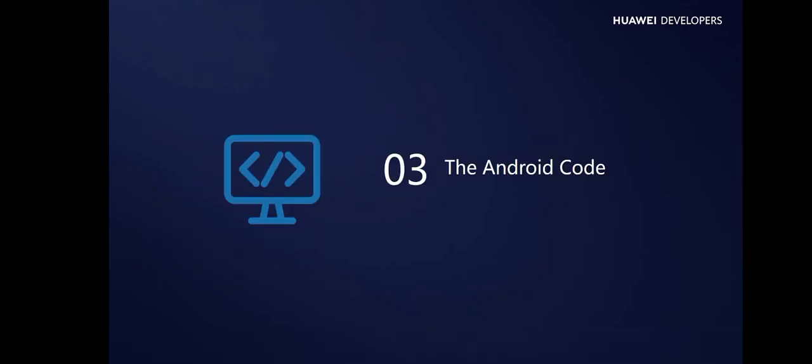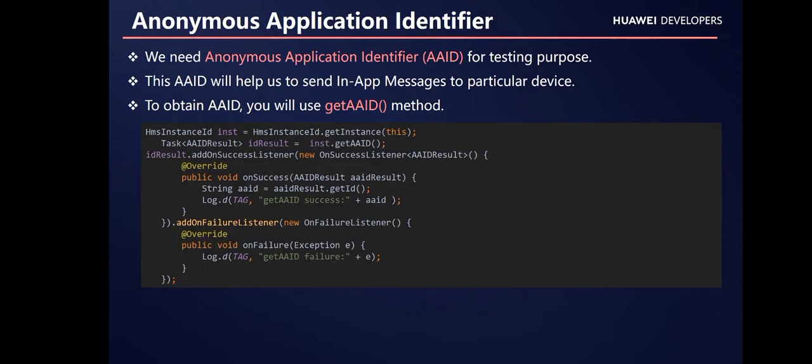Let's see the Android code. Anonymous Application Identifier, AAID, is needed for testing purposes. This AAID will help in sending in-app messages to a particular device. To obtain the AAID, use the getAAID method. Create an instance of HmsInstanceId. Using the getAAID method, obtain the ID result. Call the addOnSuccessListener callback using the ID result. On success, get the AAID from the getId method.